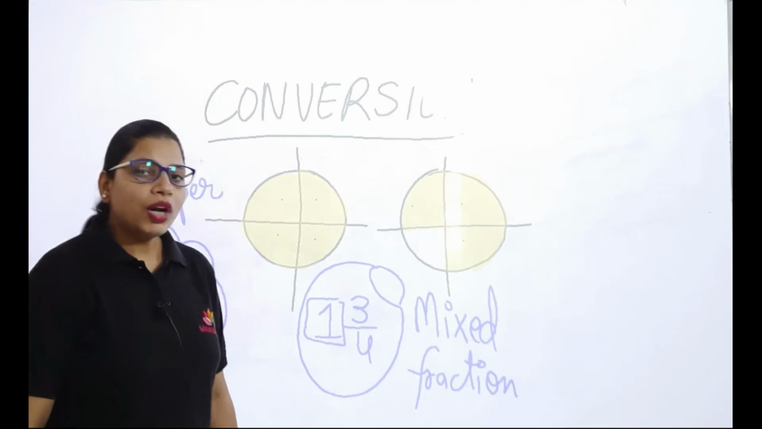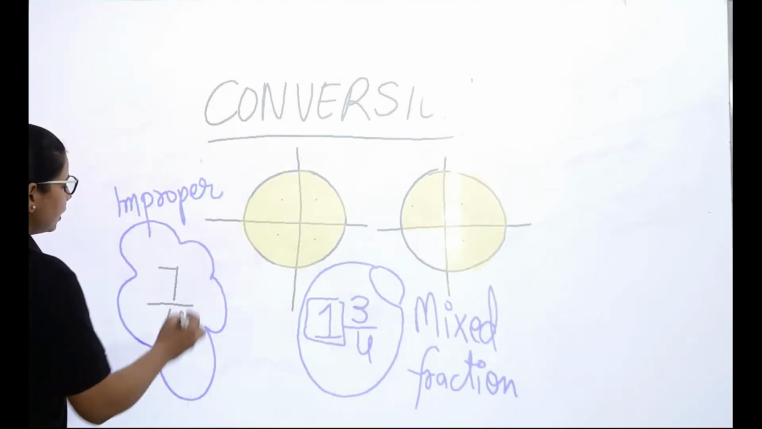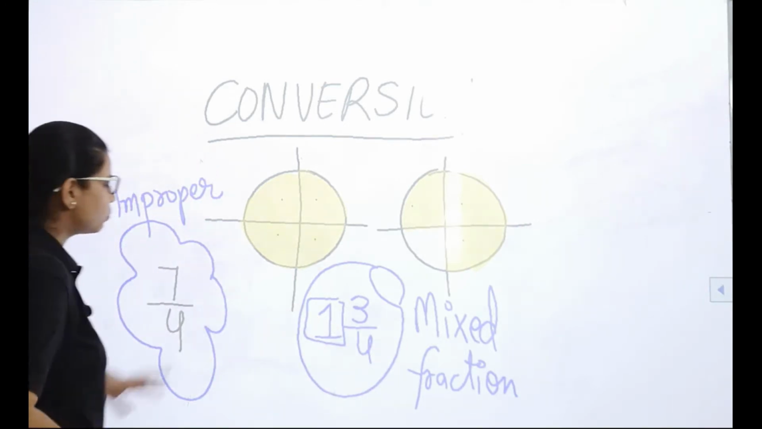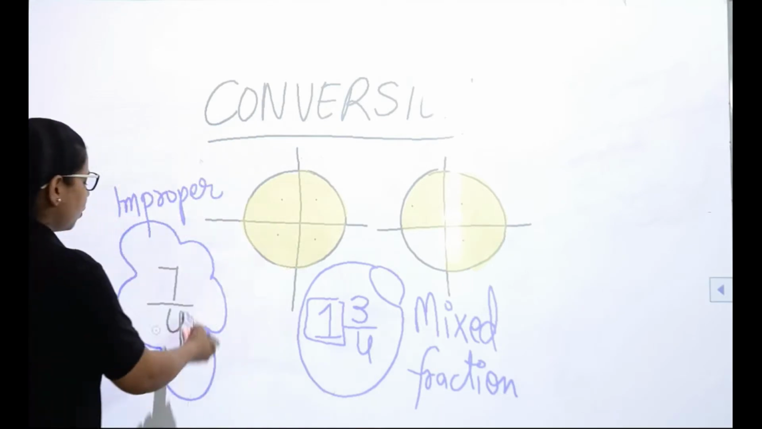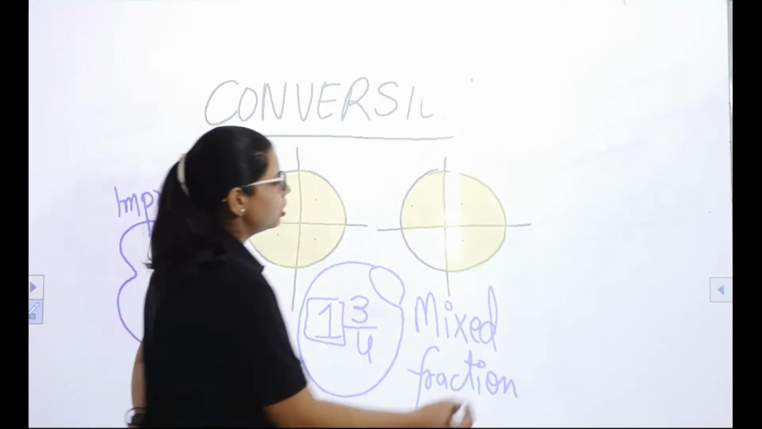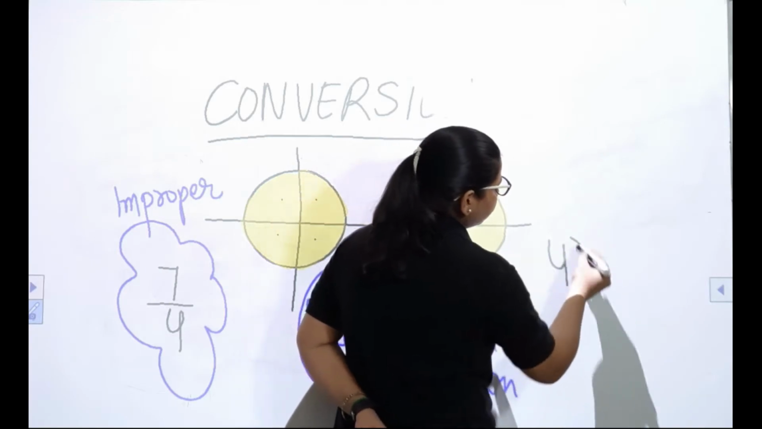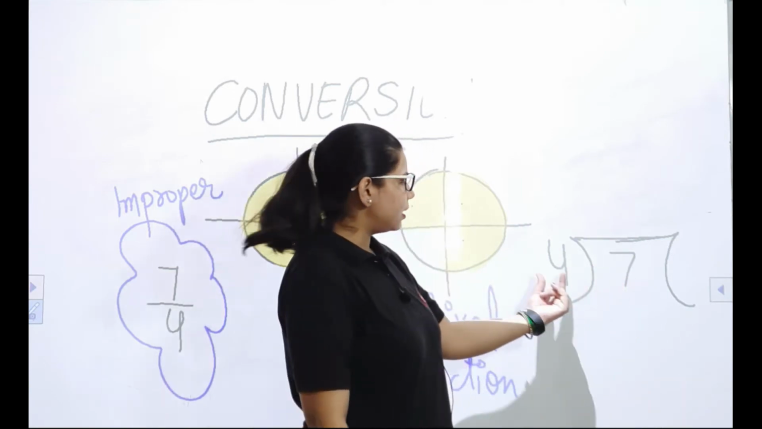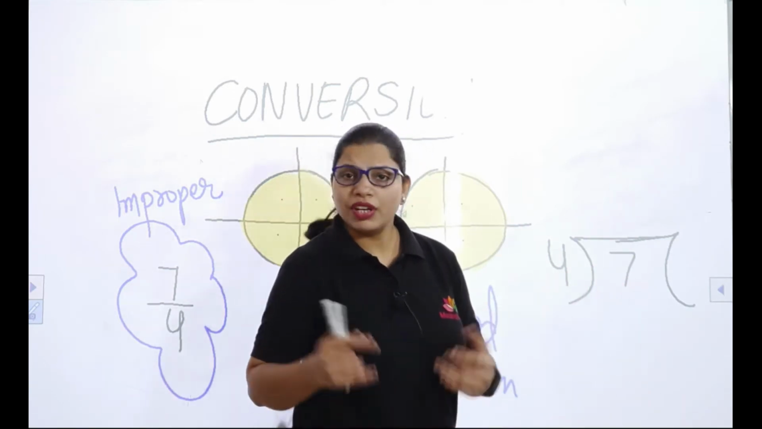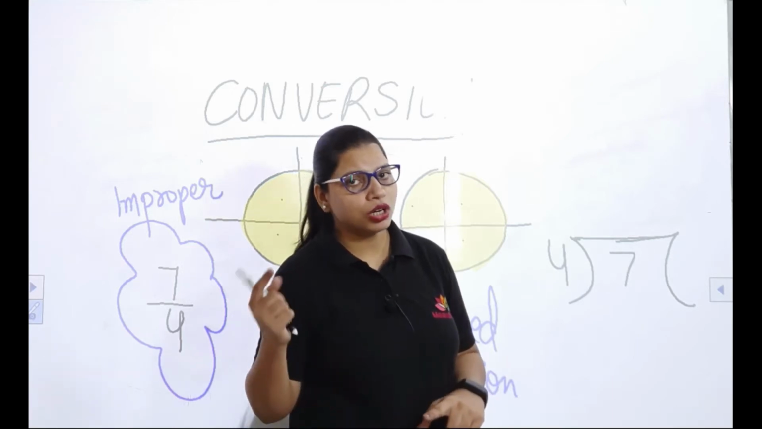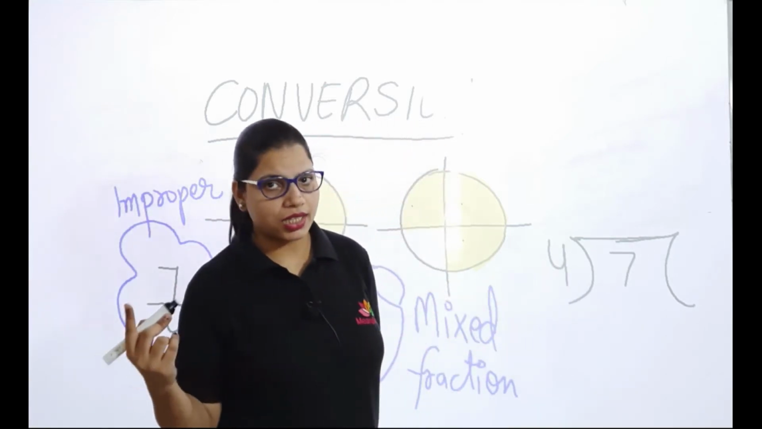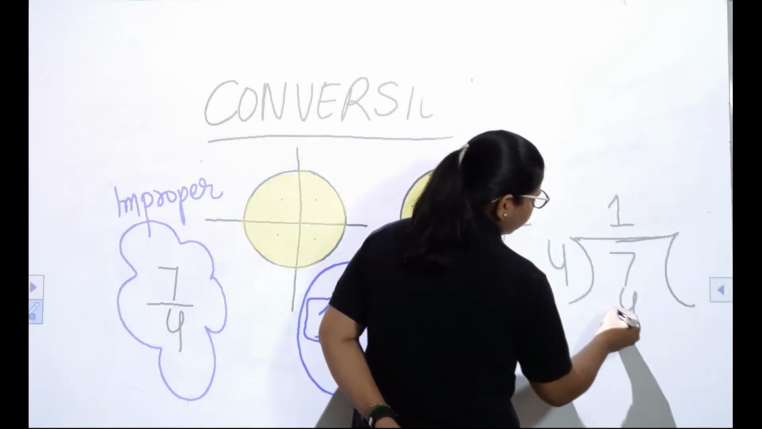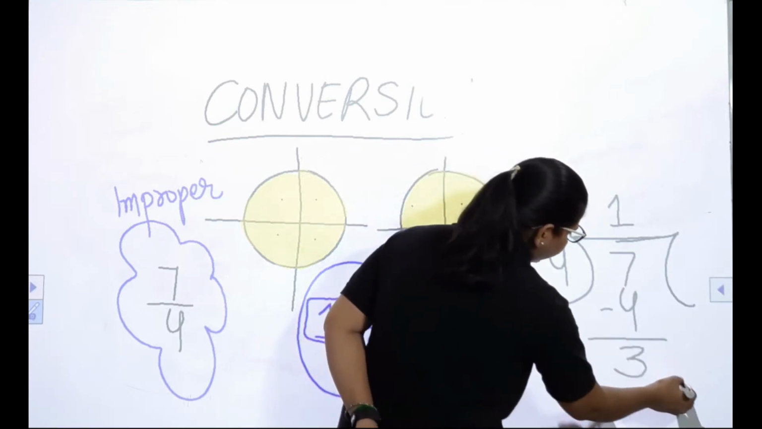Now what I am going to tell you is conversion. This is an improper fraction, this is a mixed fraction. So for converting improper into mixed, what we do: this is 7/4. We will divide 7/4, numerator inside, denominator outside. We know division, right? We have to read the table of 4, not more than 7. 4 ones are 4, 4 twos are 8, so no. 4 ones are 4. Subtract.